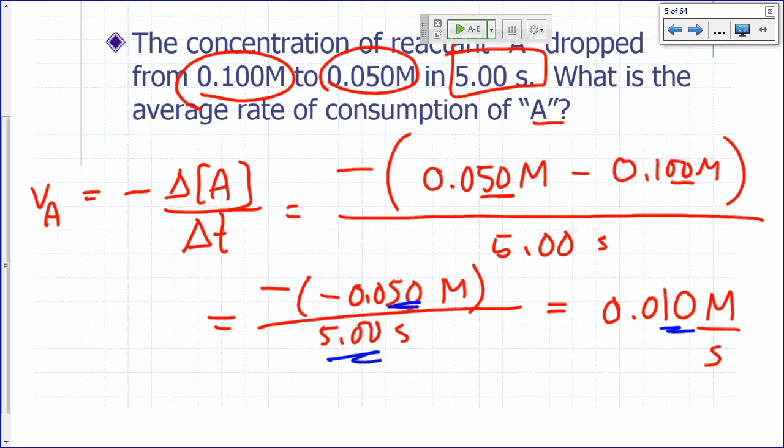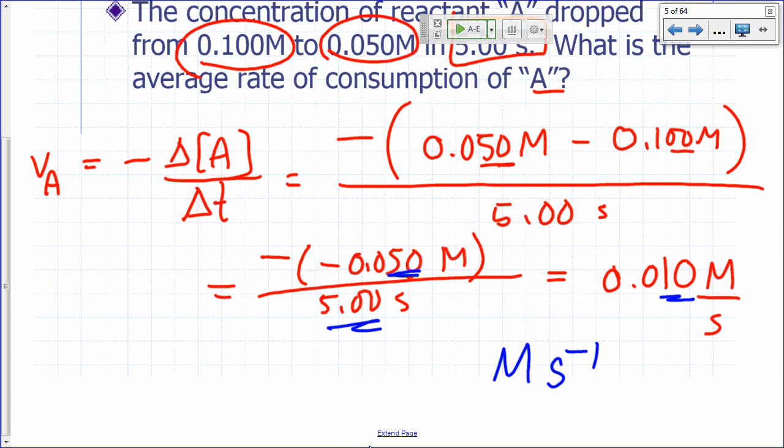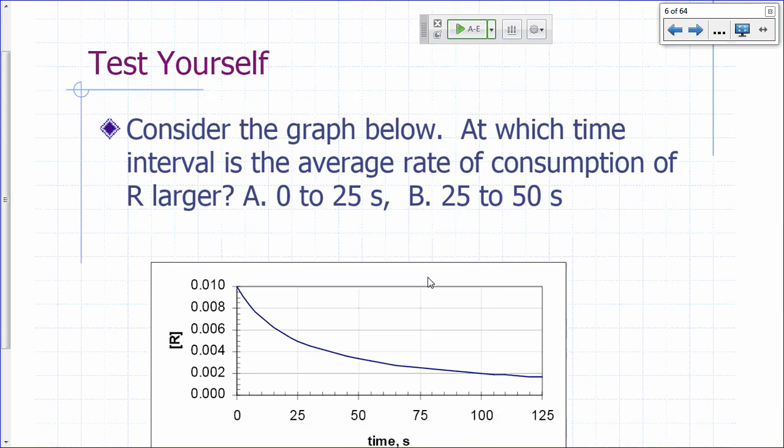And what's the unit for rate then? Concentration unit divided by a time unit. So it's moles per liter per second. Okay? Or you can write it as moles per liter per second. That would be a unit of concentration, a unit of rate. Change in concentration divided by change in time.